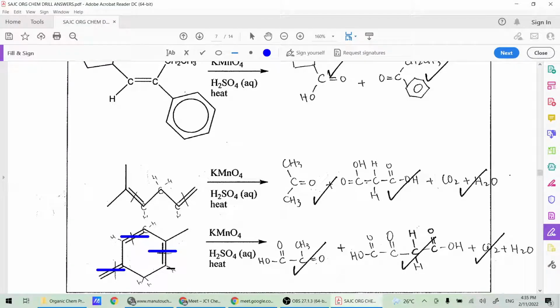Then this carbon over here also has a hydrogen, so it will also give you a carboxylic acid. Then this carbon over here has hydrogen, so you also get a carboxylic acid. And then this carbon over here does not have any hydrogen, so this will give you a ketone. So that's how you get the products on the right side.